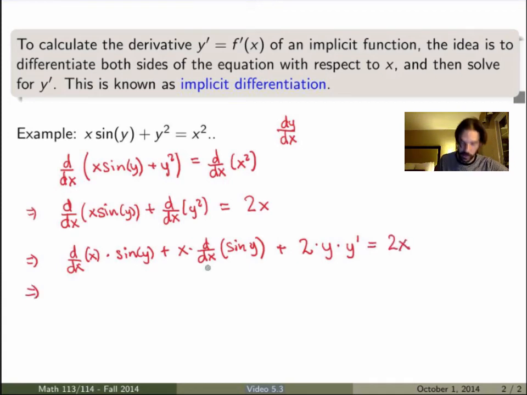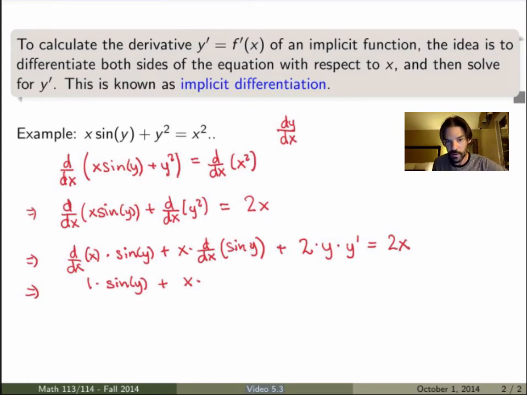And finally, I have to evaluate the derivatives here. So what do I get? Well, the first term here, this is just the derivative of x, so that's 1. 1 times sine of y plus x times the derivative of sine of y. So remember that y is a function of x. So this is a function of a function. So again, I have to use the chain rule.